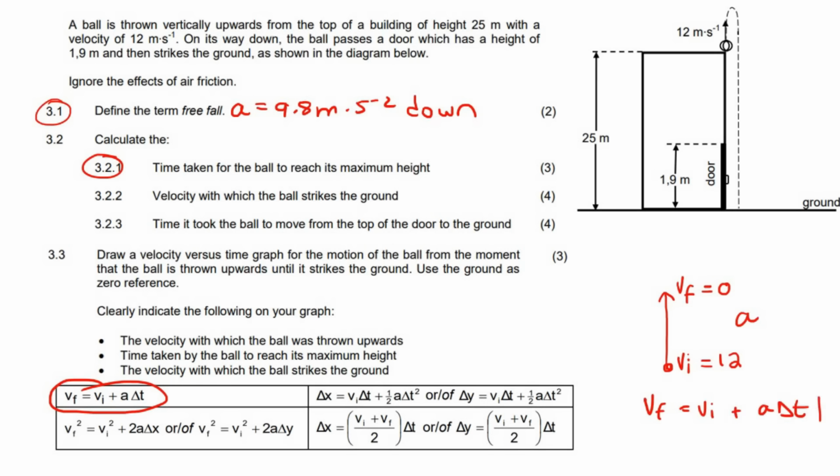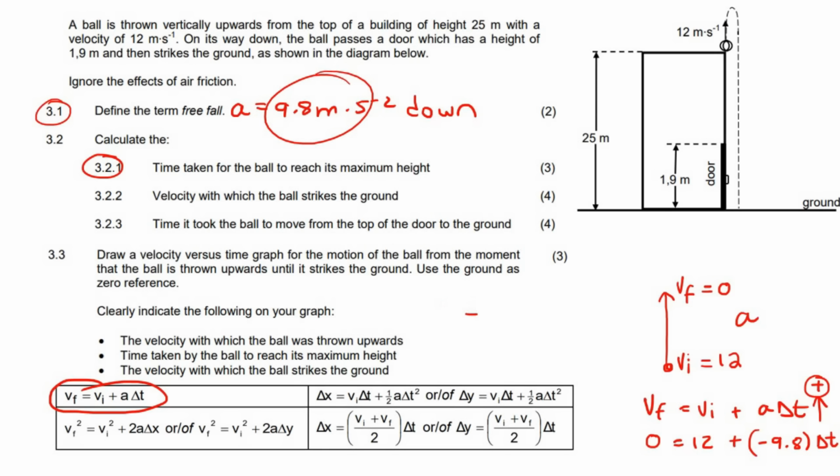You can choose up or down as positive. I'm going to choose upwards as positive. And so we're going to say 0 equals 12 plus. Now, because we're choosing up as positive, but acceleration is always 9.8 down, you must make that a negative and then delta t. Okay, if you ever calculate delta t and you get a negative answer, you have made a mistake. You can never get a negative answer for time.